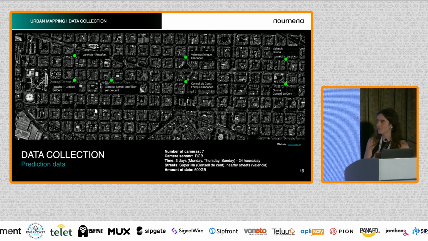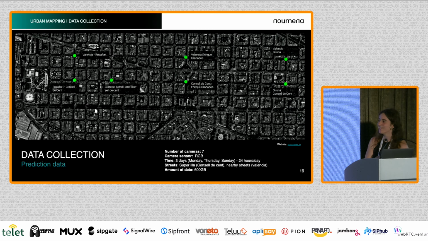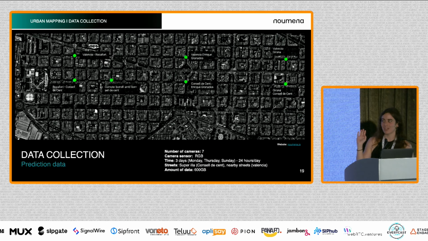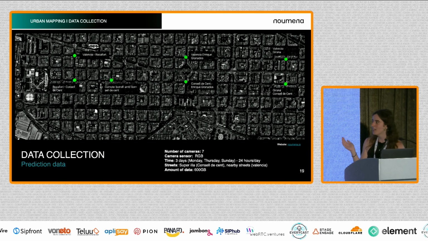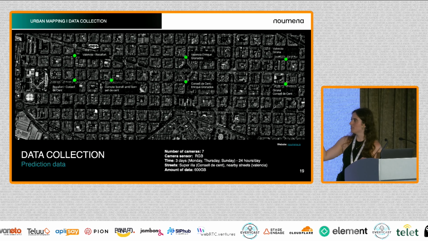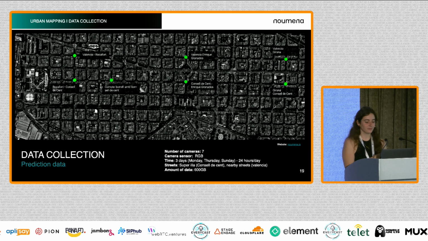For the prediction data, here basically, you can see a map that is from the streets of Barcelona. This is the neighborhood of l'Eixample. And in the green points is where we install the cameras.